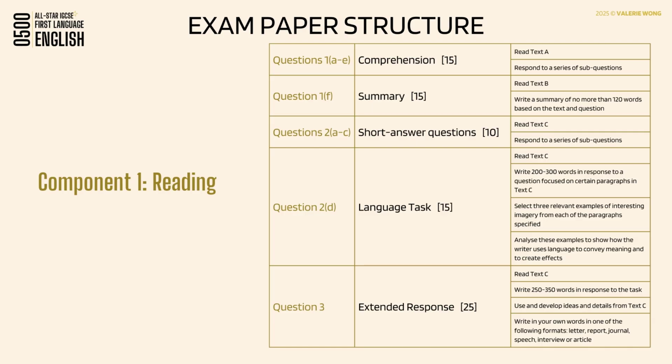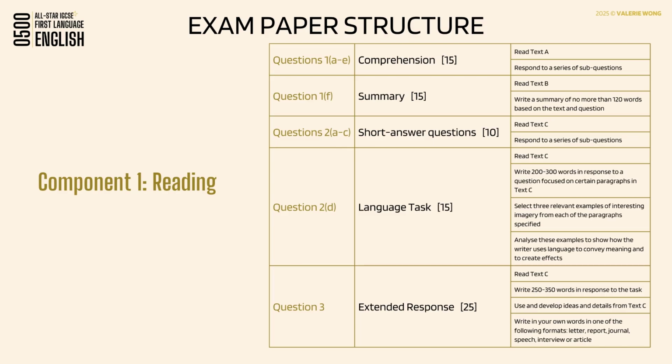Alright, now the actual structure. Component 1, paper 1, reading. Parts. Question 1A to E is comprehension. Question 1F is summary, worth 15 marks. Questions 2A to C, short answer questions, 10 marks. Question 2D, language task, 15 marks. And question 3, extended response, 25 marks.